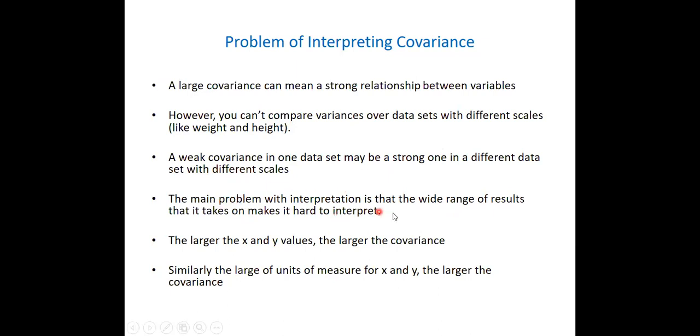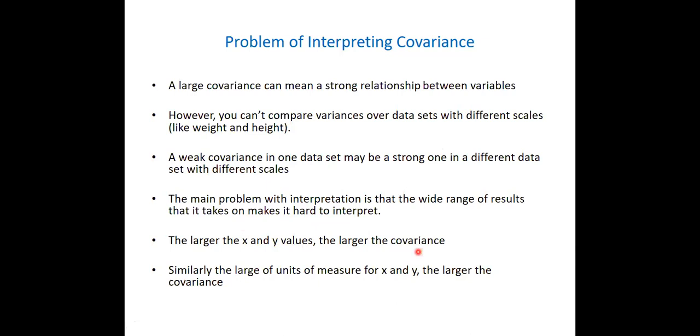The main problem with interpretation is that the wide range of results makes it difficult to interpret. You can have anything as small as 0, or you can have 1,000 something, depending on what you're measuring. If you are measuring the distance a plane travels, you are talking of thousands of kilometers. So it can give you a wide range of values. The larger the x and y values, the larger the covariance. So it depends on the scale you are dealing with.